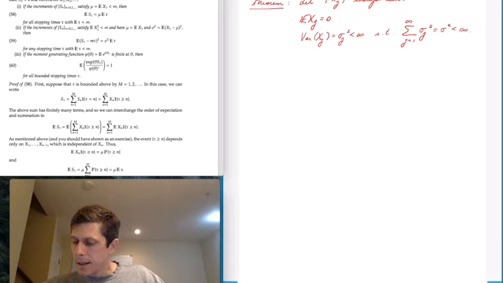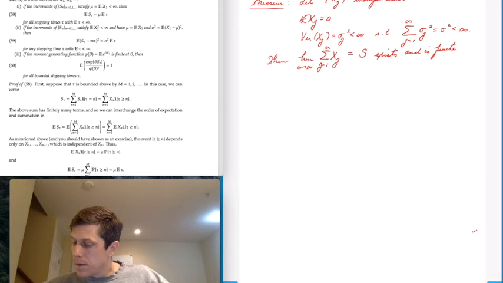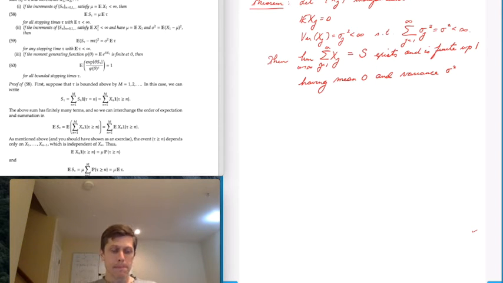Then the sum of the random variables exists, so I define that limit to be S. It exists and is a random variable, so it's finite with probability 1, having mean 0. Okay. All right.